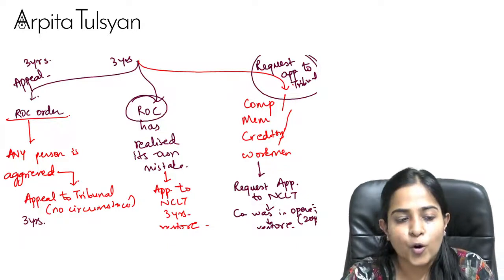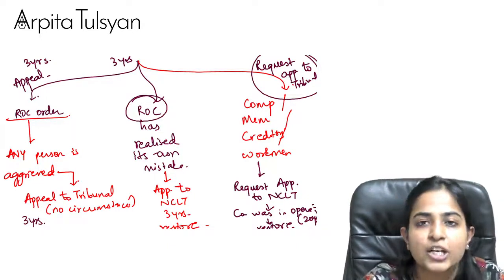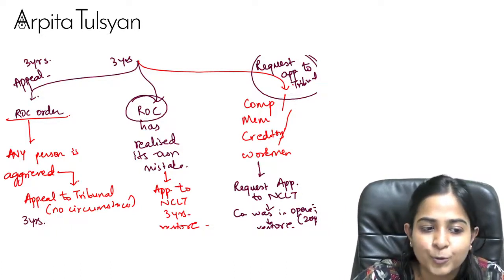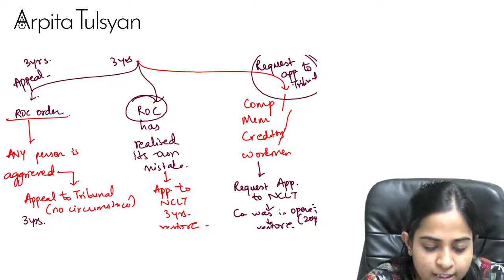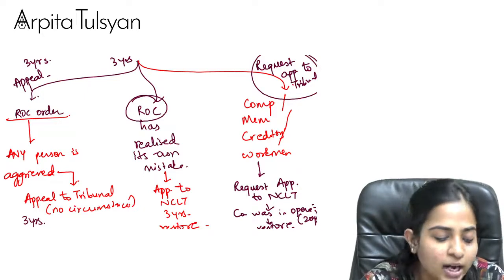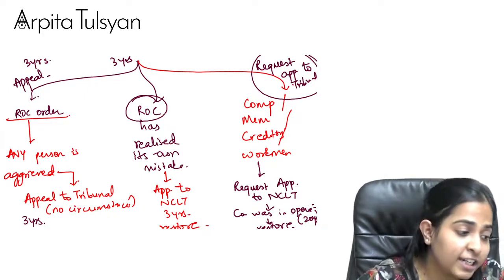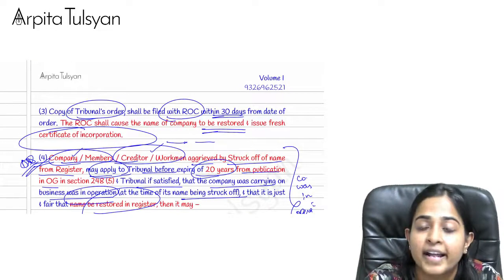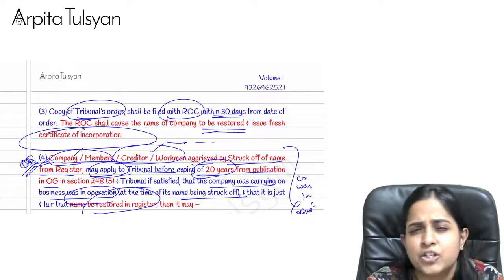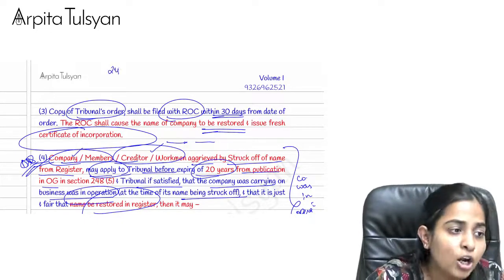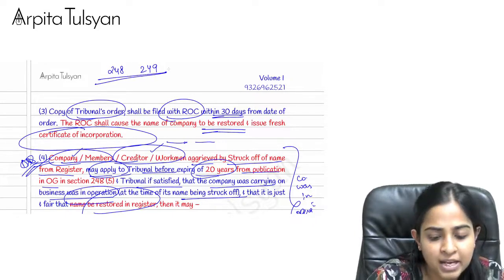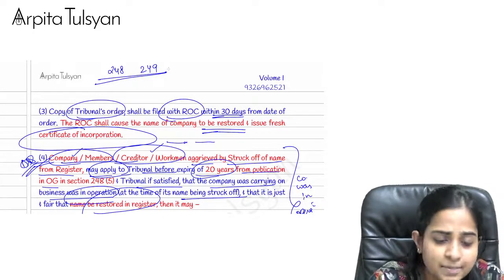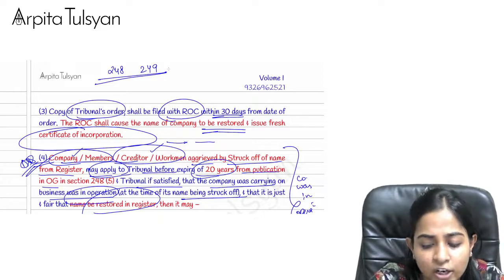Okay, so this was all about your section number 252. This was all about your section number 248 to section number 252. All the sections are super duper important, especially 248 and 249. These two sections, the first two sections of this particular part, are going to be the cream sections which can be directly tested in your exams.